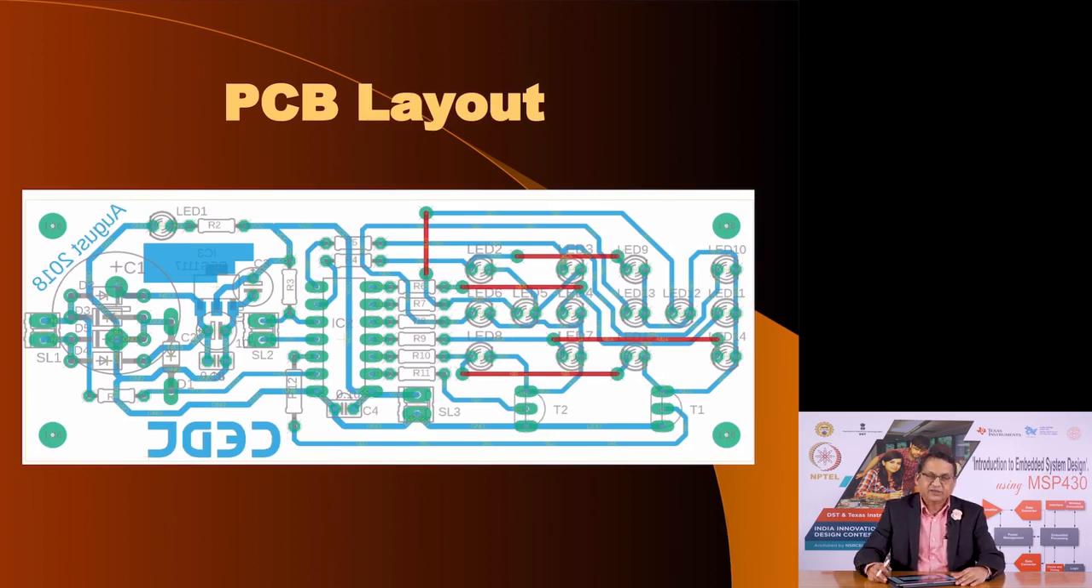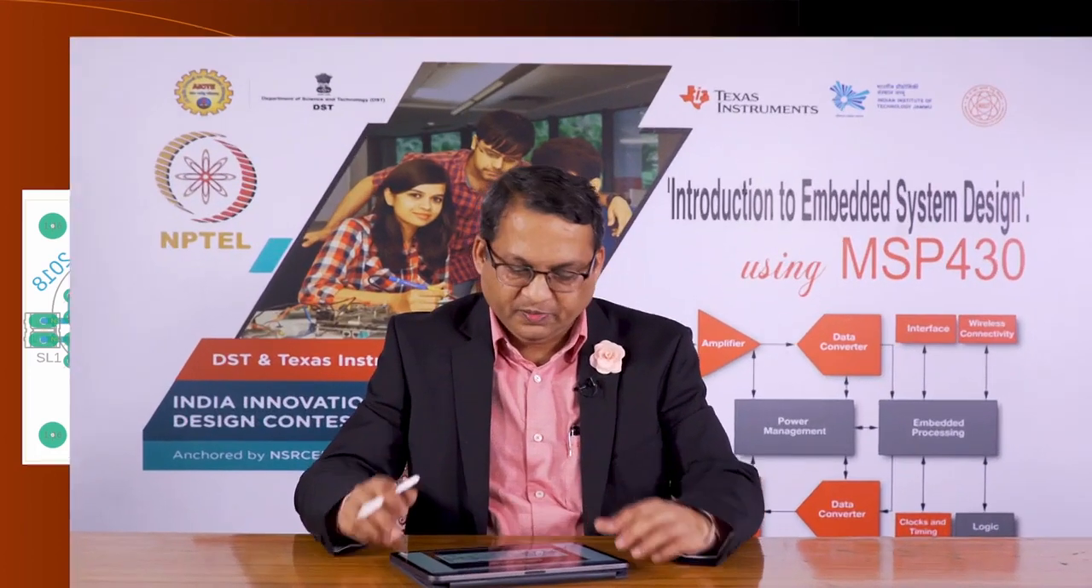The blue color represents the copper tracks on one side of the printed circuit board, and it's actually a single sided board, so that's the only copper tracks that I have. I may need some wires to jump over some components or wires, the tracks, and so they are being represented with these red wires. So these red wires represent jumper wires that you would actually solder on your PCB.